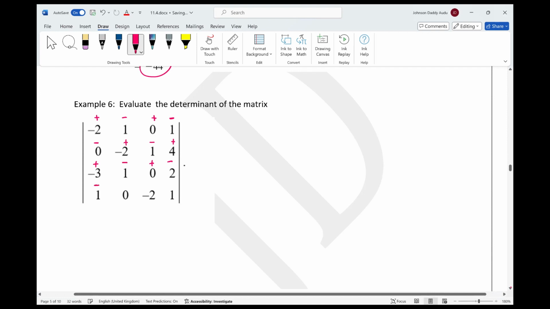This is going to be negative because, in this case, i is what? 1, 2, 3, 4, and j is 1. So this is going to be positive. This would be negative, positive.